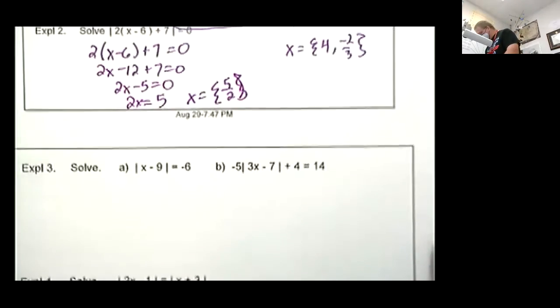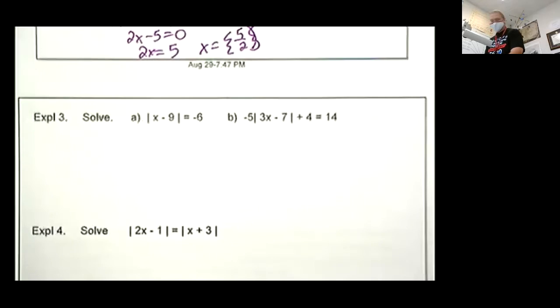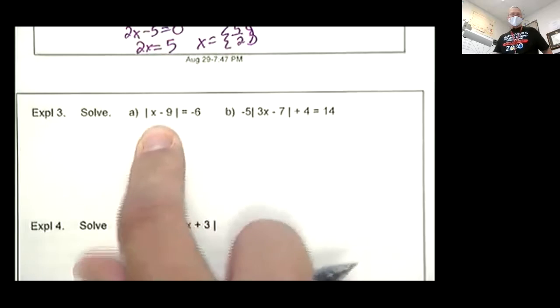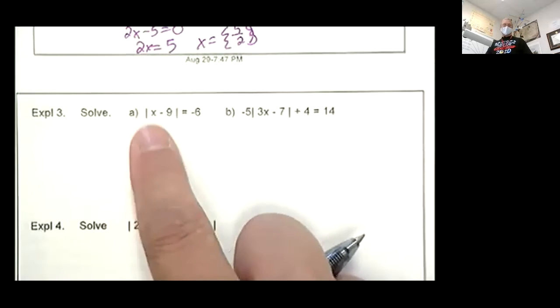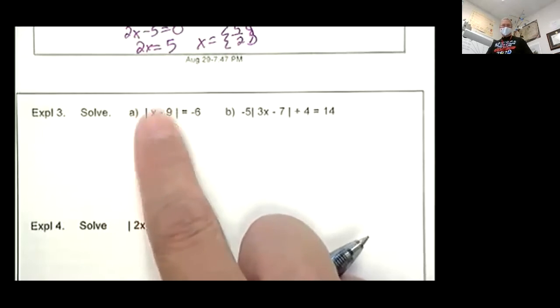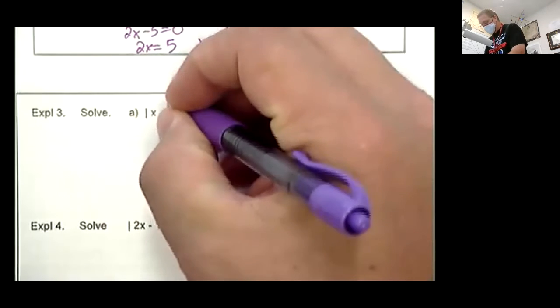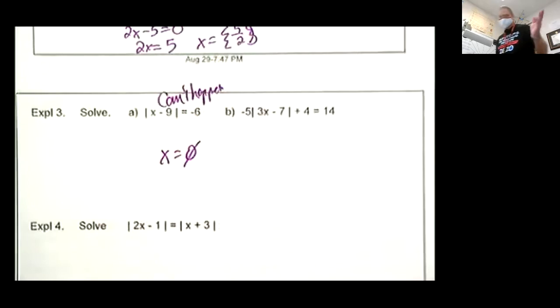Example 3. Again, we're going to start looking at some of the weird stuff that can happen. Letter A. Absolute value of x minus 9 is equal to negative 6. Can an absolute value equal a negative? Never. That can't happen. Therefore, x is the null set. You're done. You don't have to do any work. There's no solution.